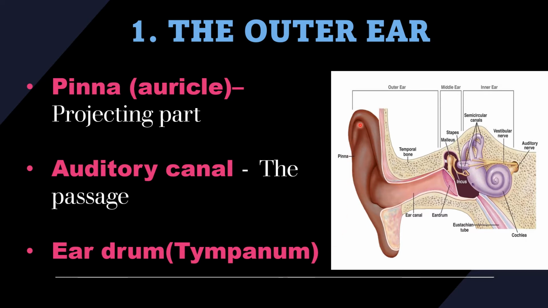Then what is the function of the outer ear? The outer ear collects the sound in the pinna, then that will pass through the auditory canal in the form of sound waves. Then it reaches the eardrum. When it reaches the eardrum, the eardrum will vibrate.